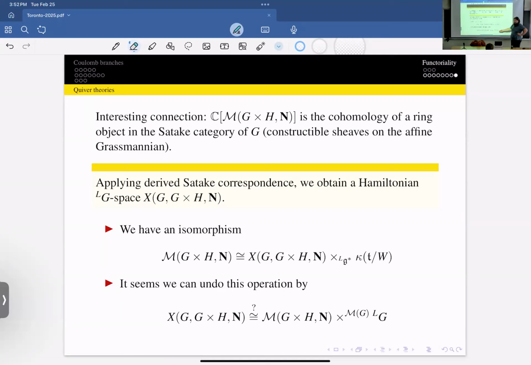What are you doing with that? You're multiplying by the group. So I'm taking the product of the Coulomb branch and the group. That has a map to T mod W given by the integrable system, right? Okay, well, that's fair. It's a conjecture, I don't claim it's a theorem.